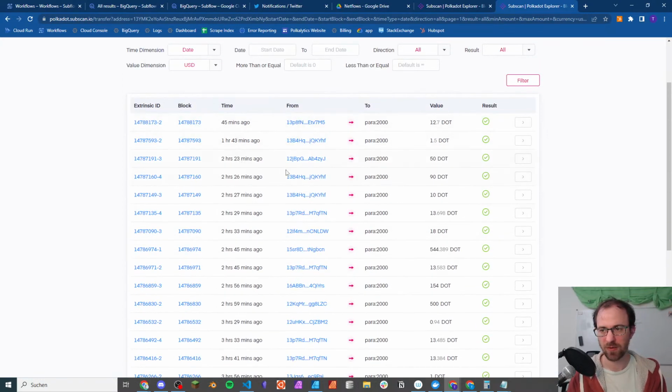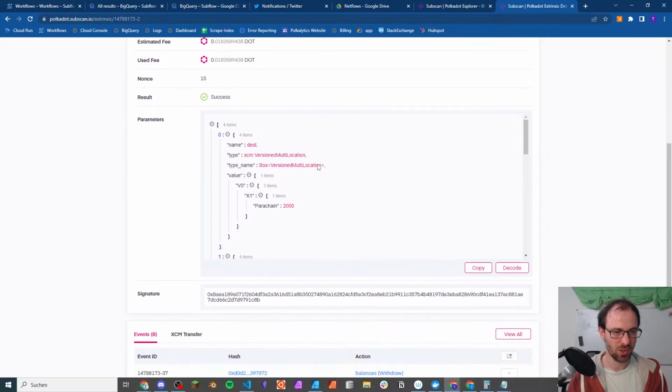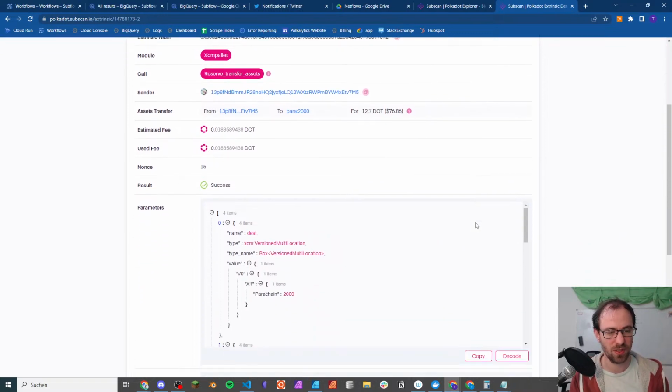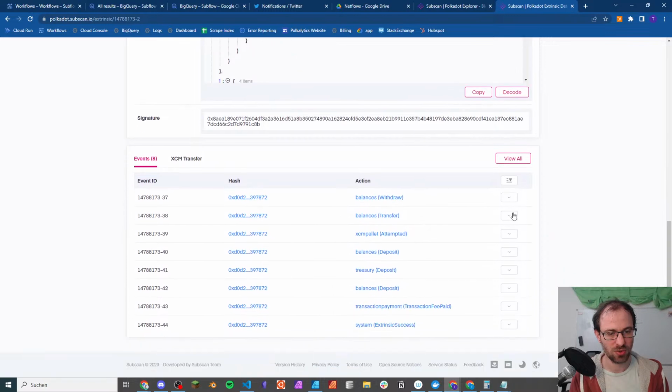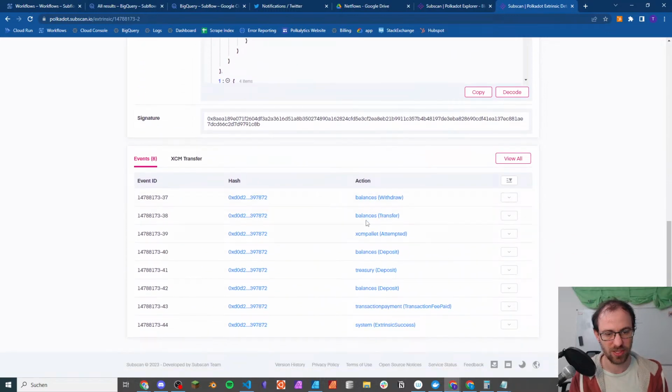Okay, let's take a look first. Let's go depth first and see how value is flowing here. So let's look at a single extrinsic. What is a user doing to send money to Akala? Okay, and what you see here is the extrinsic being called, or the call being executed. So this is an XCM call, reserve transfer assets. Someone is calling reserve transfer assets, and then those tokens are being transferred into the sovereign account of the parachain.